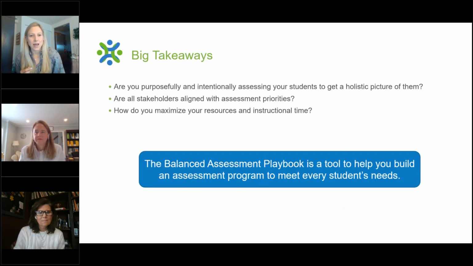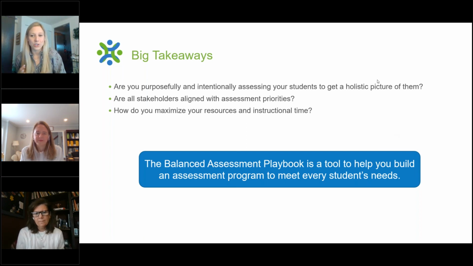Some of our big takeaways from this balanced assessment playbook, and some of the things we hope to leave you with, and we hope you'll dive into the assessment playbook when you get it, are some big questions. Are you purposefully and intentionally assessing your students? Are you using the data points that you're getting, and are your assessments really giving you the right data to maximize your student growth? Are all of your stakeholders aligned with your assessment priorities, from the classroom level all the way up to the district or even the state level? And how do you maximize your resources and your instruction time once you have assessment data? We have a limited amount of time with our kiddos in the classroom.